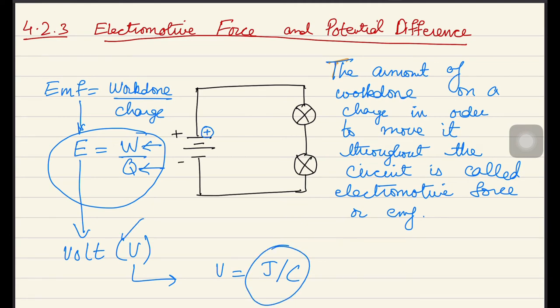J over C. Okay, but the main idea that you have to keep in mind about the concept of EMF is the amount of work done on this particular charge in order to move it throughout this whole circuit. That is called the work done, that is called the EMF.